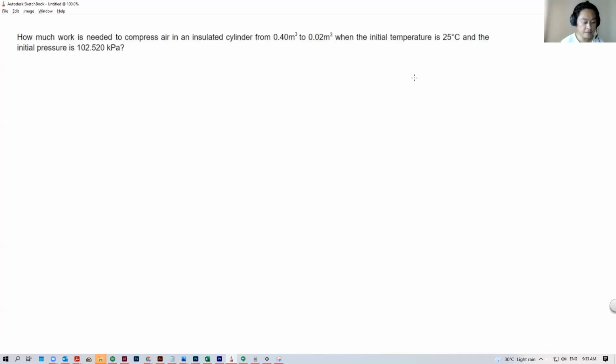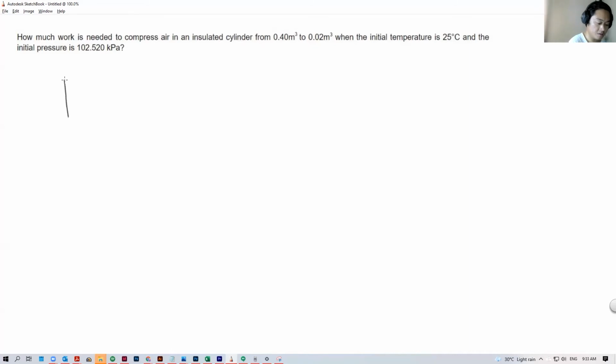How much work is needed to compress air in an insulated cylinder from 0.40 cubic meters to 0.02 cubic meters when the initial temperature is 25 degrees Celsius and the initial pressure is 102.520 kilopascals? So let's draw our schematic diagram.